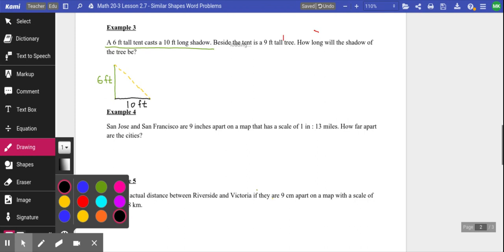Beside the tent is a 9-foot tall tree. Tree is 9 foot. How long will the shadow be?